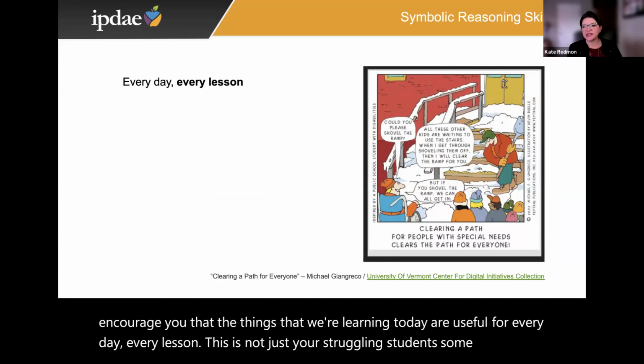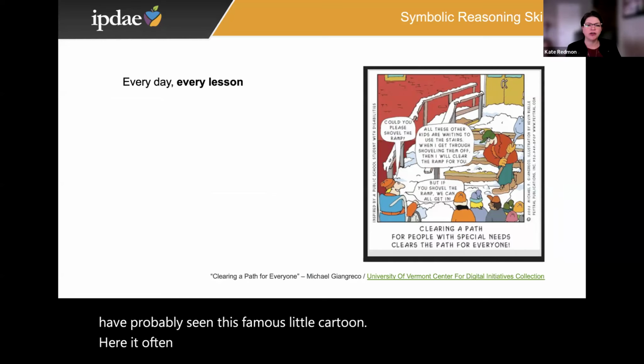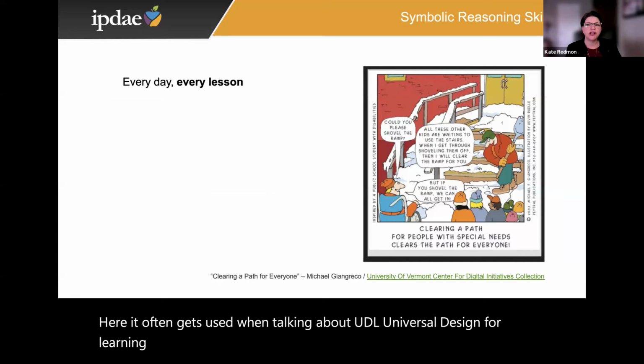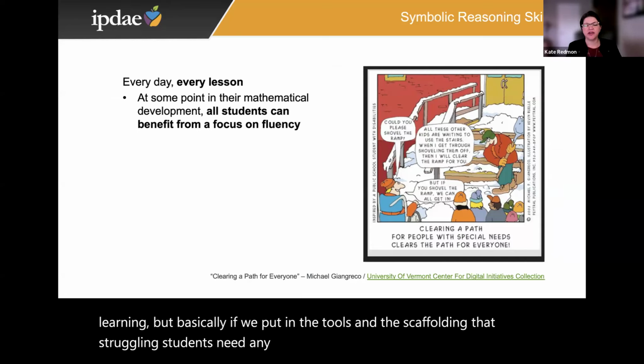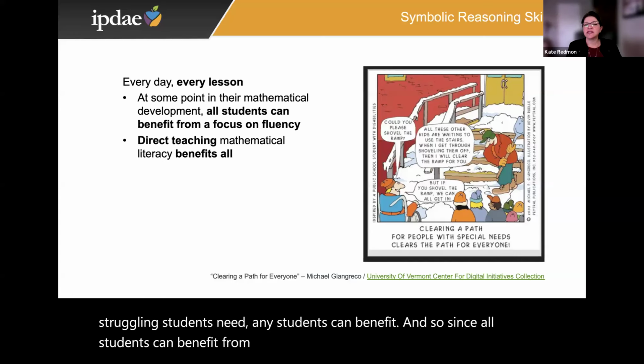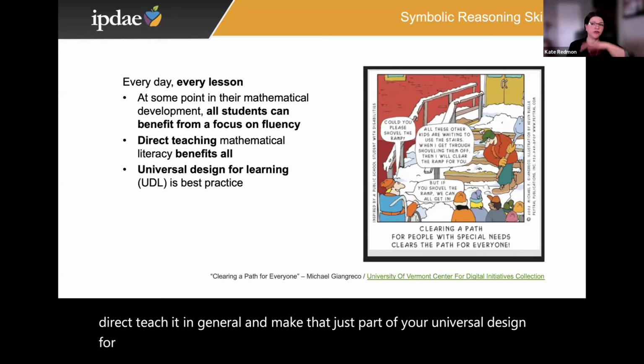Some of you have probably seen this famous little cartoon here. It often gets used when talking about UDL, Universal Design for Learning. Basically, if we put in the tools and the scaffolding that struggling students need, any student can benefit. Since all students can benefit from focusing on fluency, I would encourage you to direct teach it in general and make that part of your universal design for learning in your classroom.